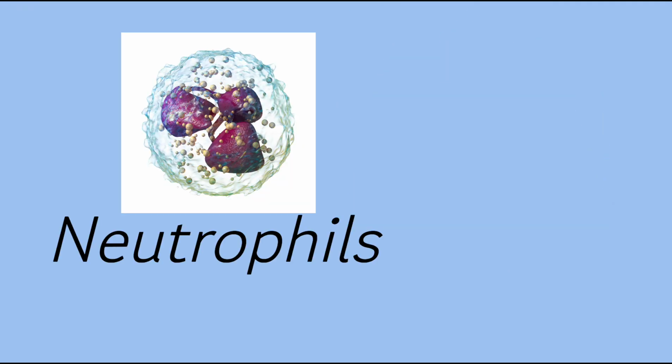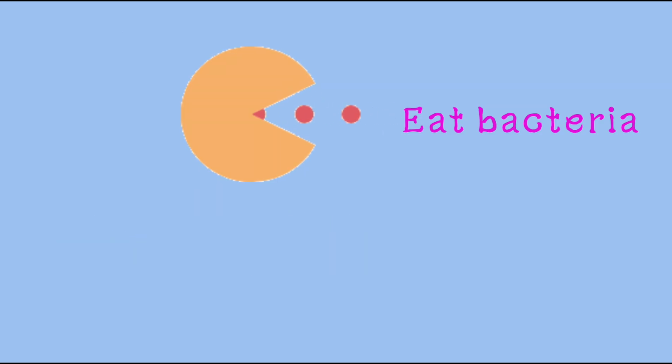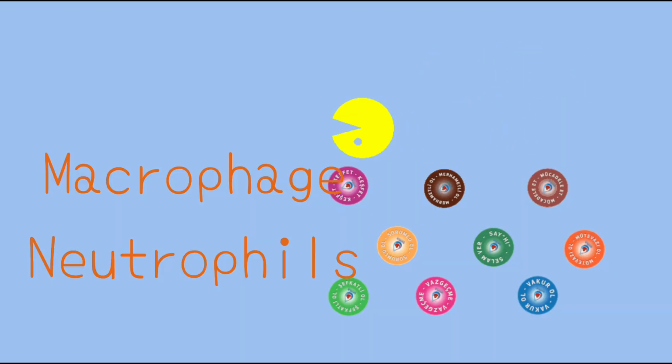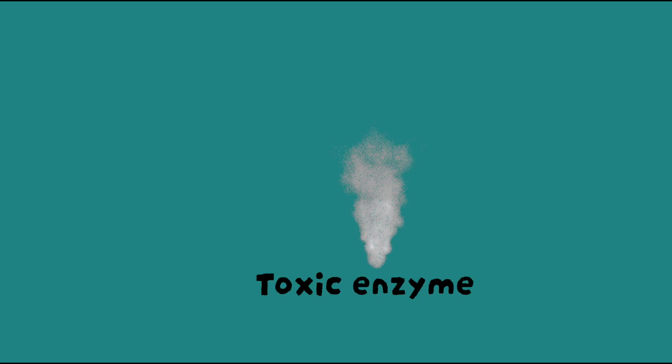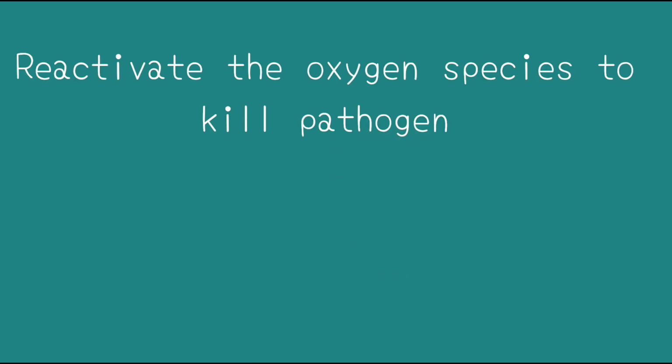Then neutrophils arrive first and start phagocytosis, eating the bacteria and debris. Phagocytes like neutrophils and macrophages engulf and destroy the bacteria, dead cells and foreign particles. They also release toxic enzymes and reactive oxygen species to kill the pathogen. Then the threat is removed.